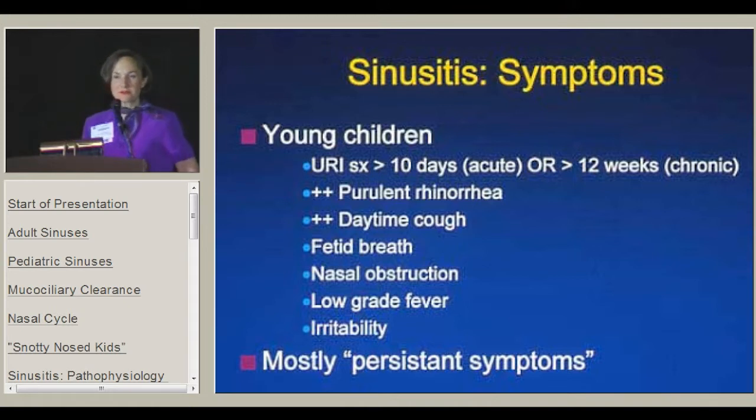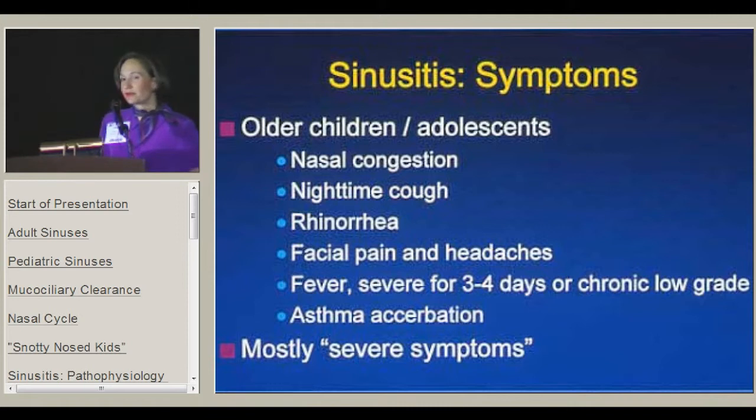Primarily in young children, they're going to have upper respiratory tract infectious symptoms for greater than 10 days, or in the case of chronic bacterial sinusitis, they need to have it consistently for greater than 12 weeks to make this diagnosis. And the most common symptom is going to be purulent rhinorrhea, green snot. Not clear stuff, just the continuous green purulent rhinorrhea. And they also typically will have a daytime cough. Parents may also complain of halitosis, that their kids are congested, they might be irritable, and may also run a low-grade fever.